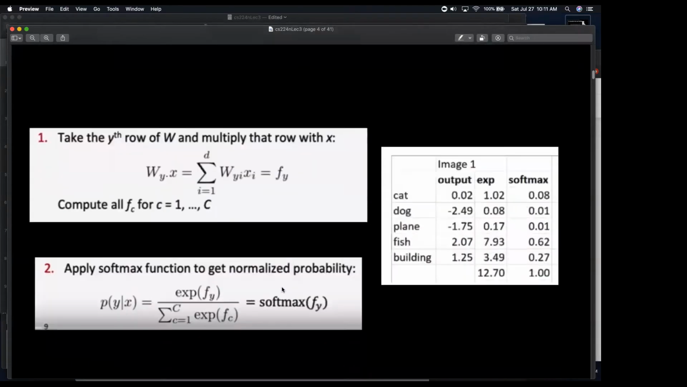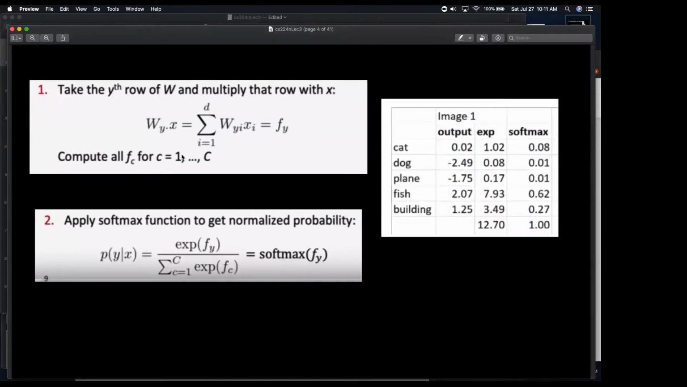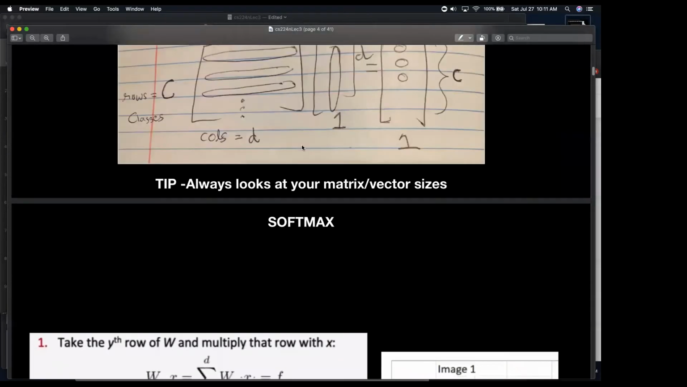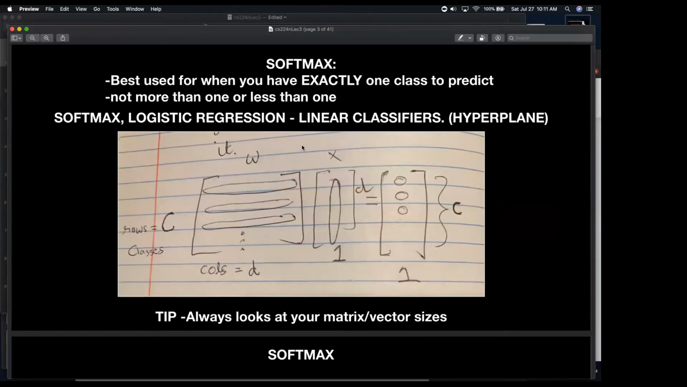Cool. Let's look at softmax. So I'm drawing back. Sorry, just a quick question. Yep. If you go back, just go back up a little bit. The X there, could you explain again what that bit is?